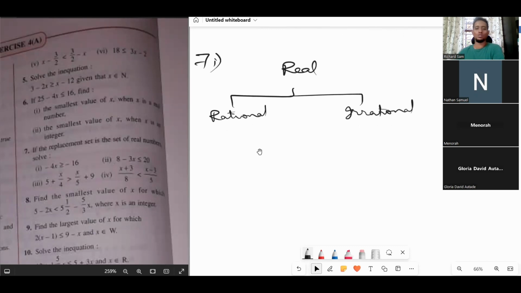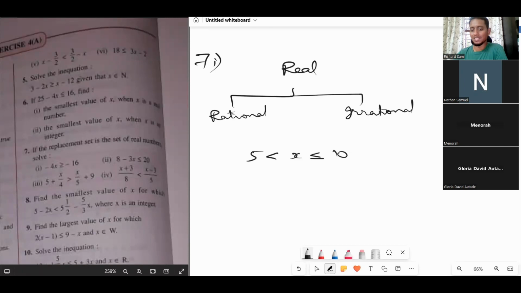Now, if I ask you to write all the real numbers between 5 and 10, for example, let me just say it like this: 5 less than x less than or equal to 10. Okay. What does it mean? 5 less than x less than or equal to 10? It means all the numbers between 5 and 10. But 5 is not included. 10 is included. You understand the meaning of this, everyone?